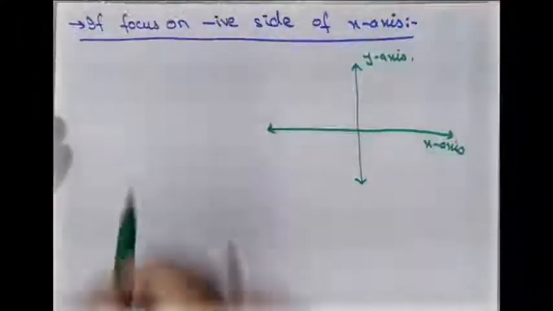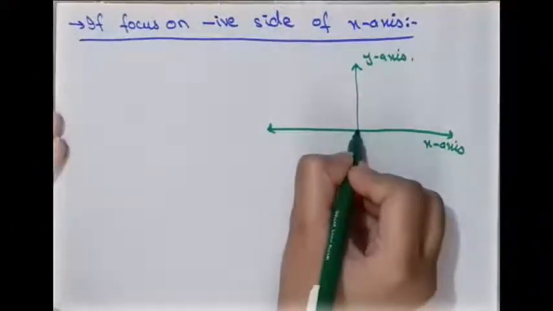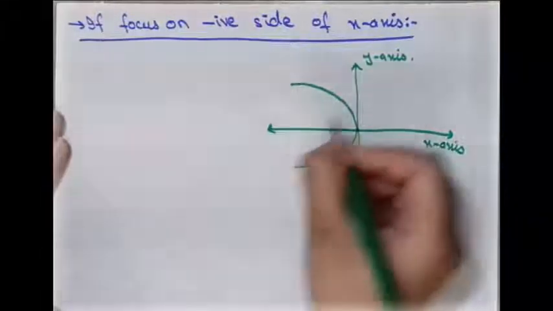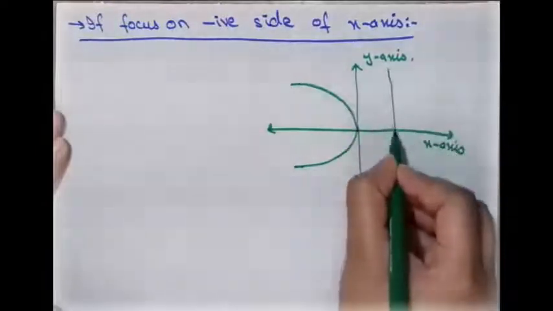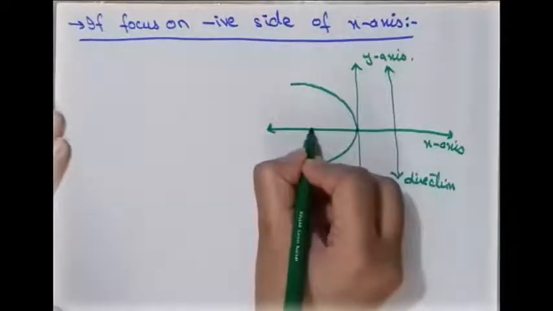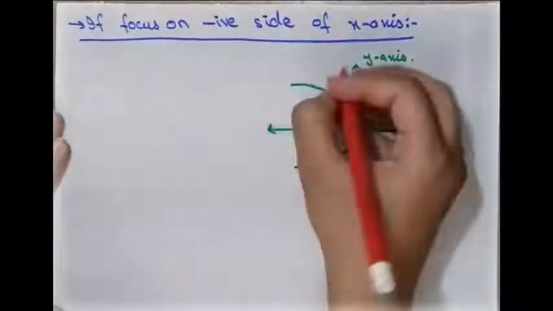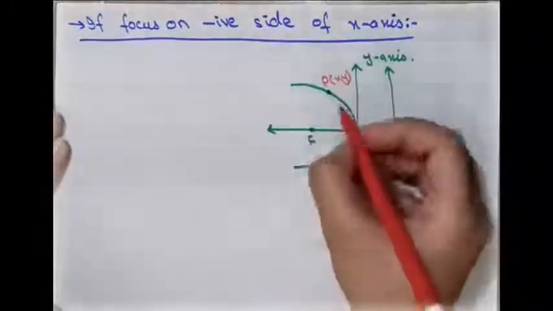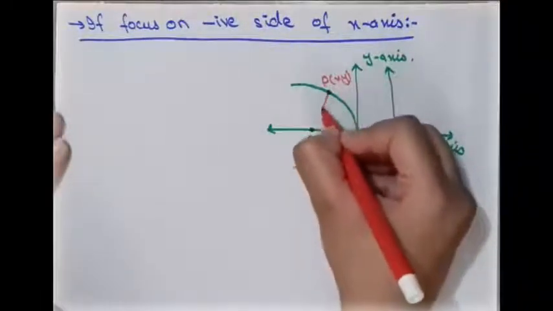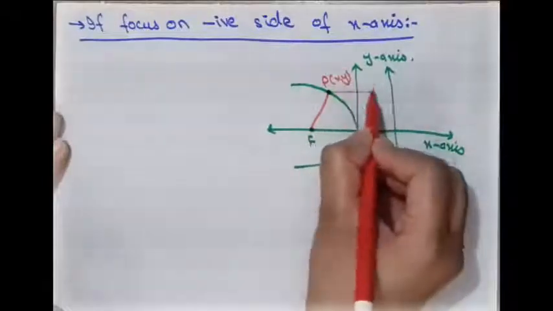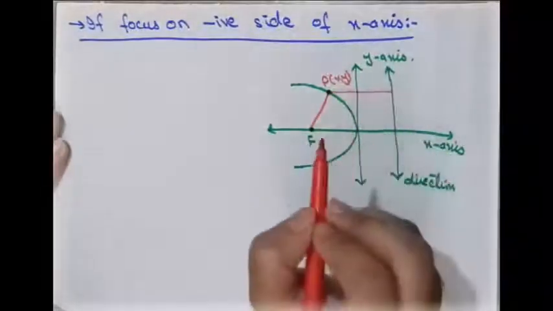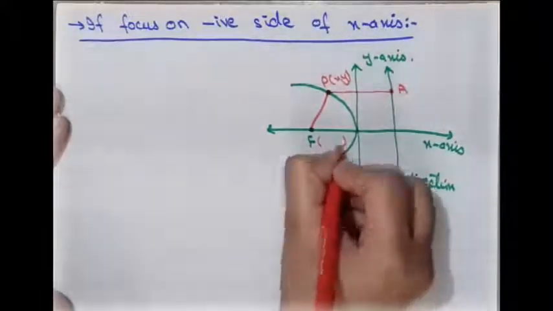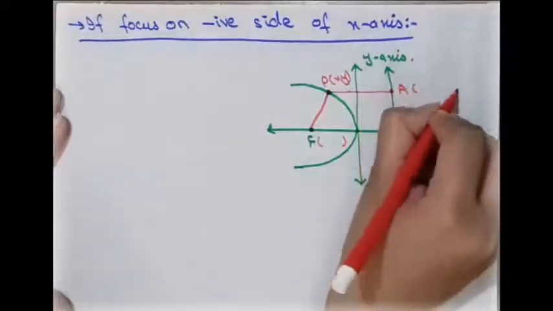Now the focus is on the negative side, meaning here is a parabola, and suppose here is our directrix and here is a focus point, and here is a point P having coordinates x and y. Then we know that the distance PF equals the distance of the point from the directrix. Suppose here is a point A. Now we find the coordinates of the focus and of this point.